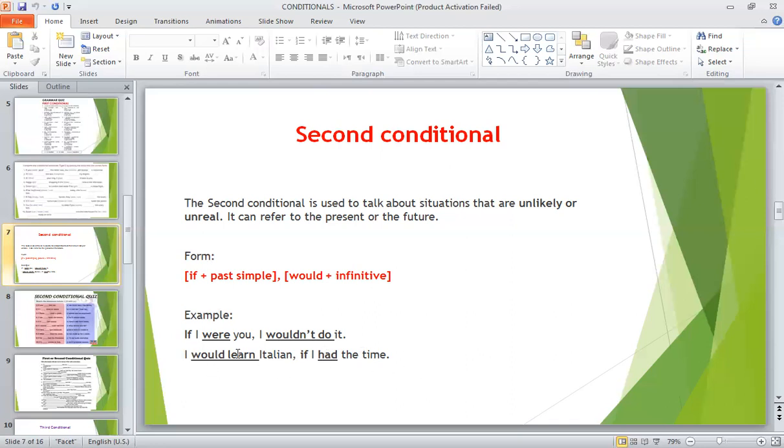Here, I started with would. I'd learn Italian if I had the time. This is the past simple. If plus past simple, plus would in the second clause or second part of the sentence.